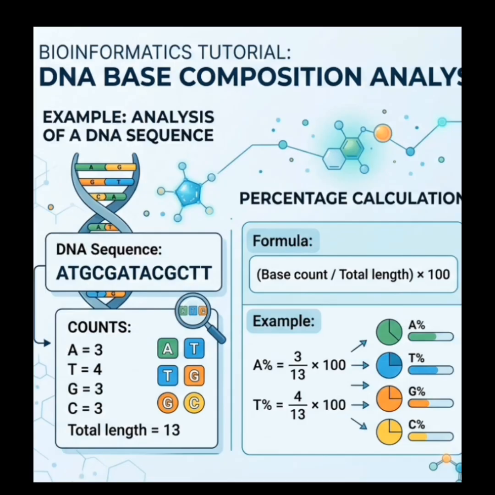And we have a formula for calculating base composition. The formula is base count divided by total length times 100. So to get the base composition of adenine in a particular sequence, you count the number of adenine, then divide by the total length of the DNA sequence times 100.